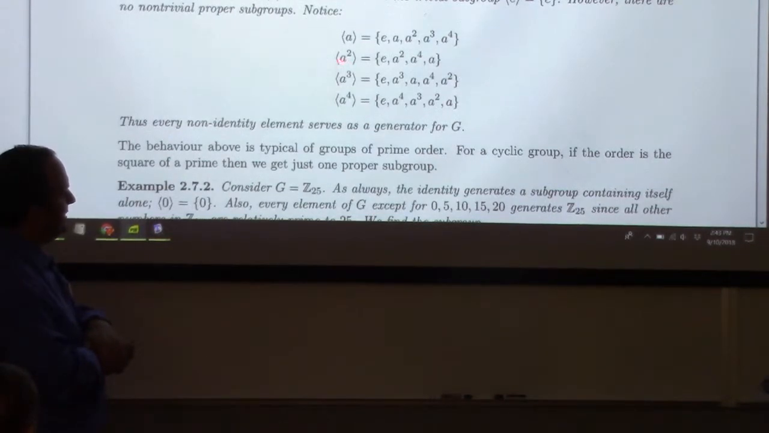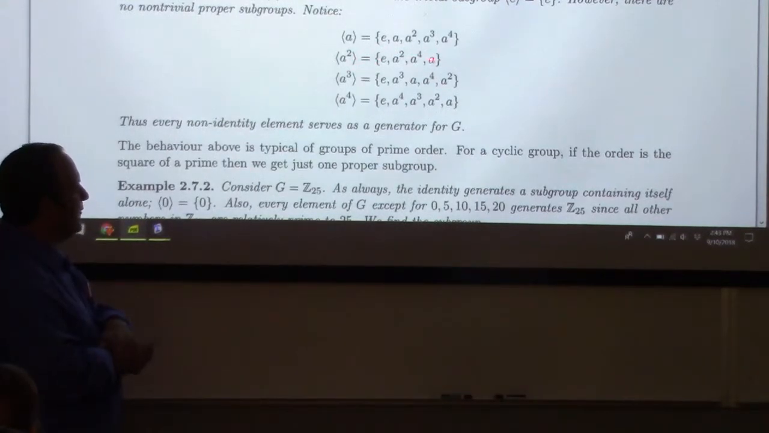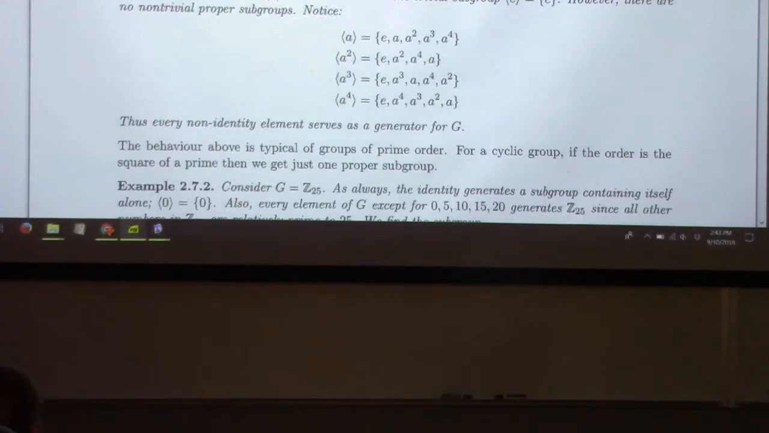Well, maybe. Let's see here. A to the 4th. Oh yeah, this is embarrassing. So apparently, when you use a squared, the order of the group drops to 4. Everything else has got 5 things in it, but I've redefined the group just for that one case.